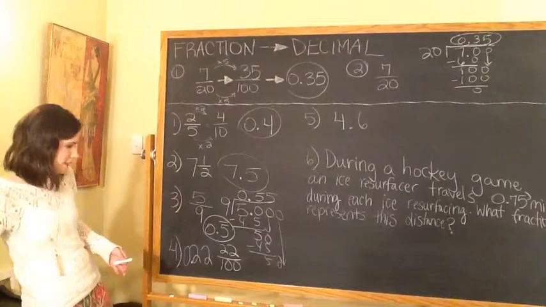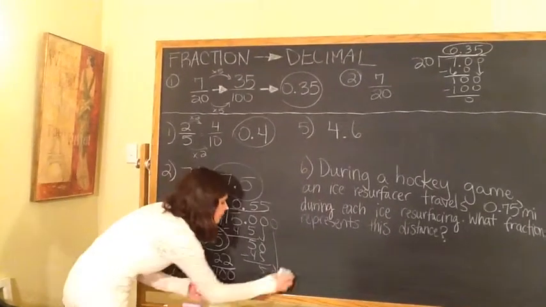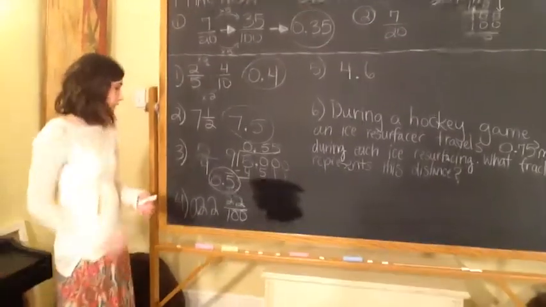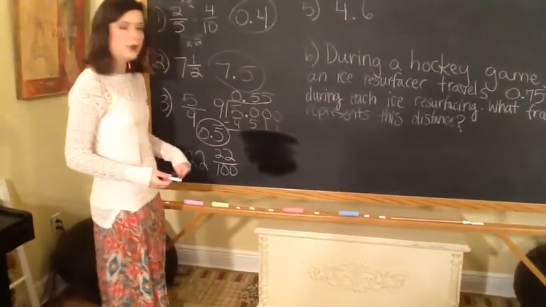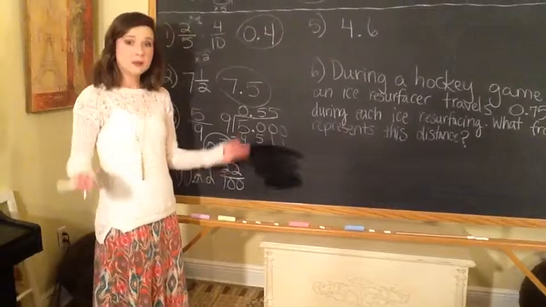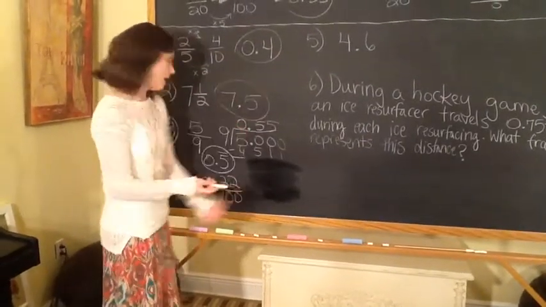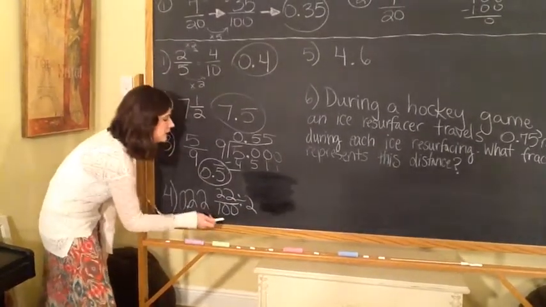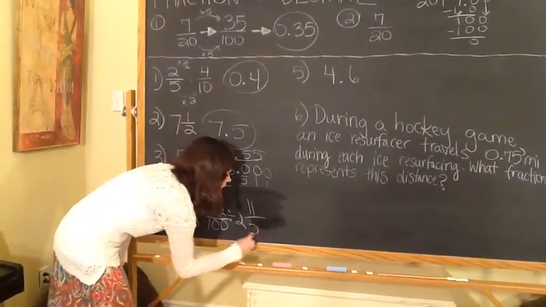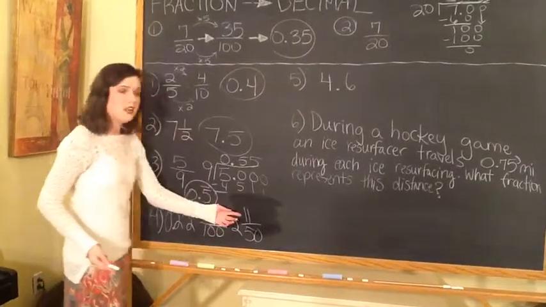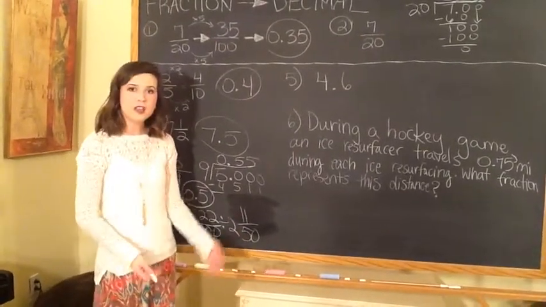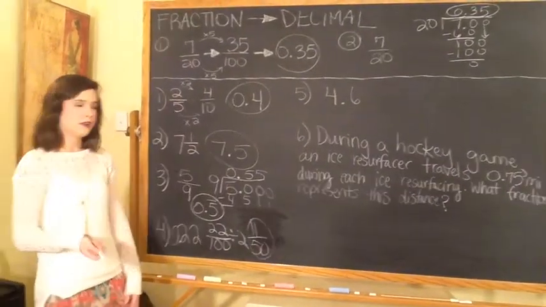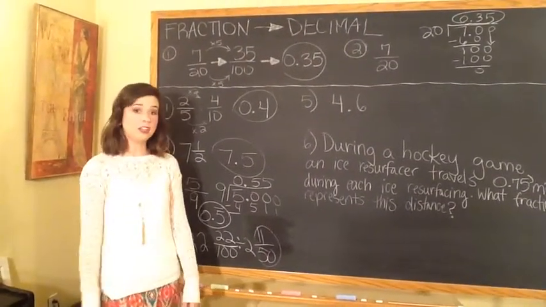I'm going to erase this a tad so that I can have some room to work. Alright, so now we're going to go ahead and simplify. Now I need to think about what goes into 22 and 100. And I'm just going to take a 2 out right away. So I'll take a 2 out of the numerator and the denominator, and I'm going to get 11 over 50. And since 11 is prime and 11 doesn't go into 50, our fraction is simplified. So 11/50 is our fraction.